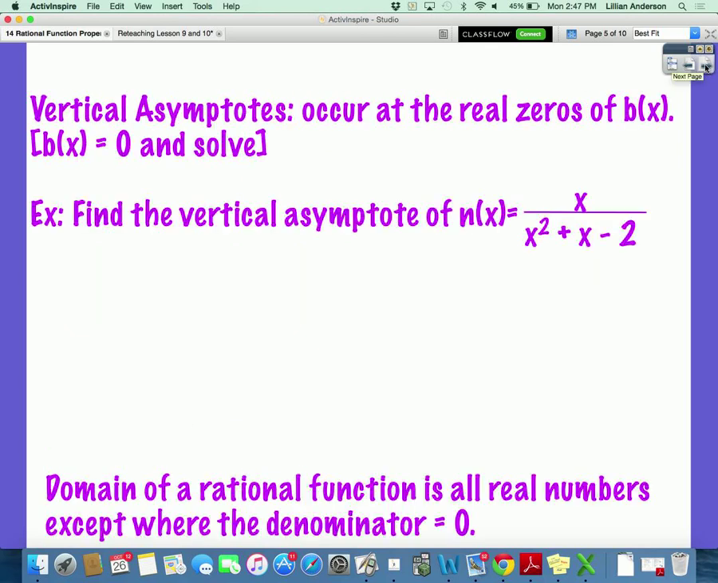So, vertical asymptotes occur at the real zeros of b of x. So in other words, you set b of x equals 0 and solve. What is b of x? That's the denominator. Remember that general form that I gave you guys, a of x over b of x? B of x is the denominator. So we're going to find the vertical asymptotes of n of x equals x over x squared plus x minus 2.